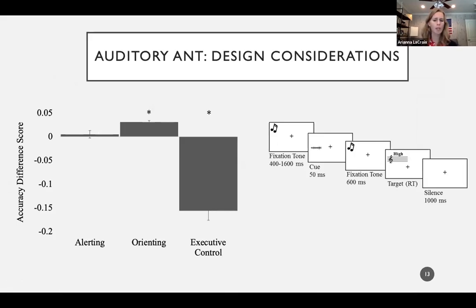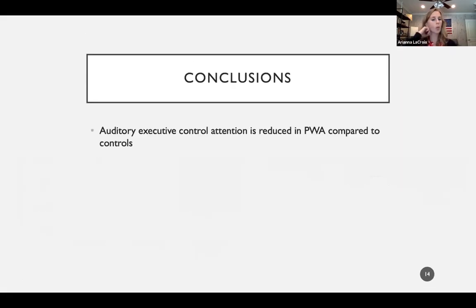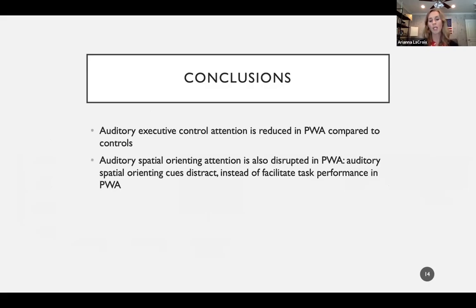experiment. However, we have been doing some follow-up work, and we are seeing that people with aphasia seem to have deficits in auditory alerting attention, as well as when we remove this cue, this effect is still very much reduced. So from this work, we know that auditory executive control attention is reduced in persons with aphasia compared to controls, as is auditory spatial orienting attention, in that participants with aphasia are actually distracted by the auditory spatial cues, as opposed to having them facilitate it.